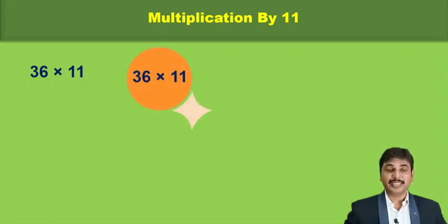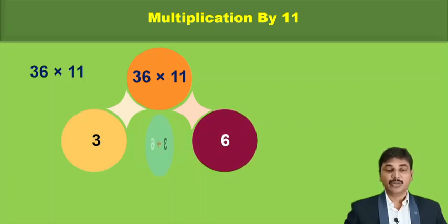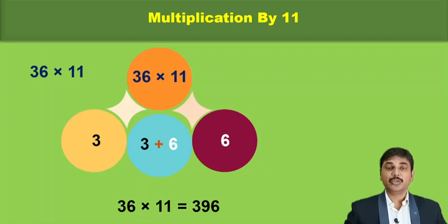Okay, you got your answer. Yes, spread the 3 and 6 of 36, and put the addition of 3 plus 6 between the two. So your answer will be 36 into 11 is 396.